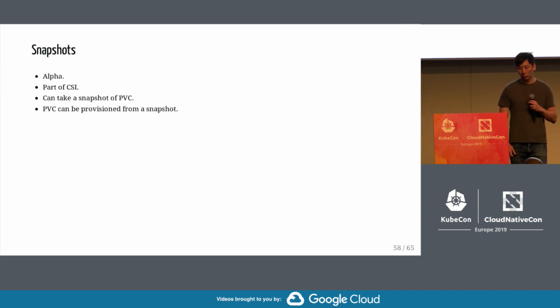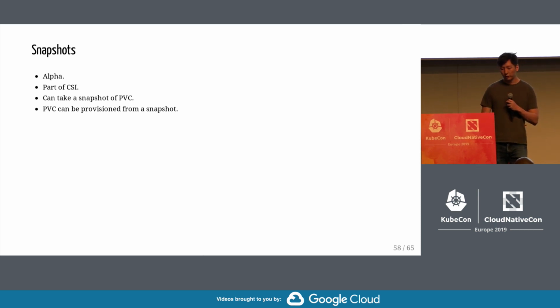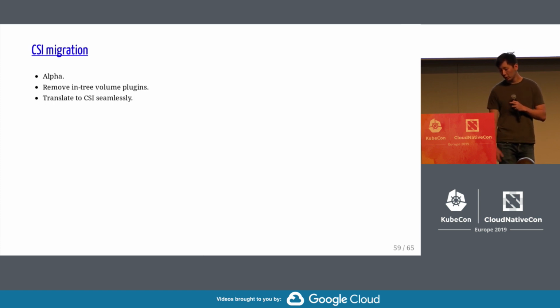Another feature that we're actively working on that is currently alpha is volume snapshots. This is a part of the container storage interface. Basically, it lets you take a snapshot of a PVC at a point in time. And we get the snapshot, and then we can provision a new volume based on that snapshot and use it later in a different pod or the same pod or something. Okay.